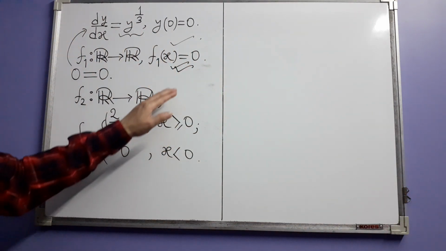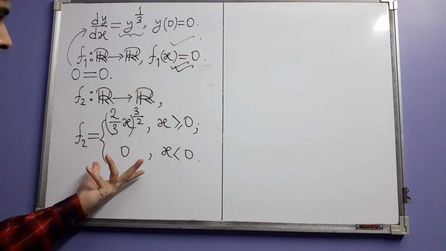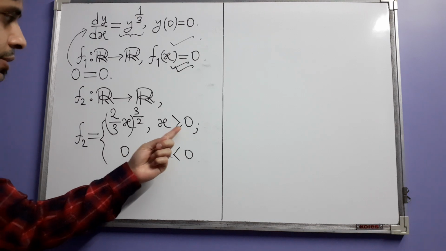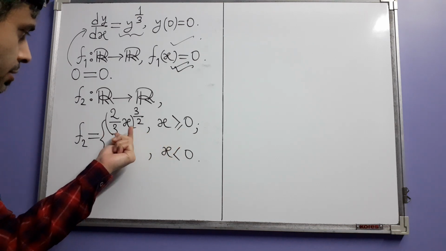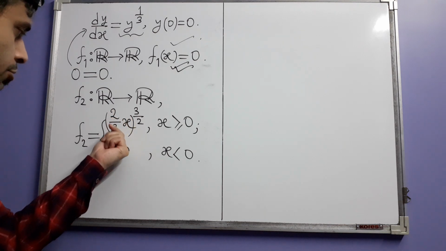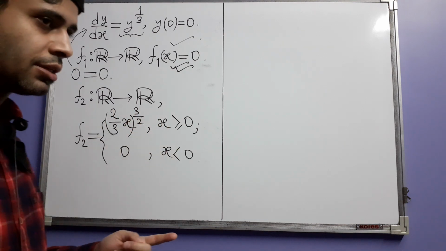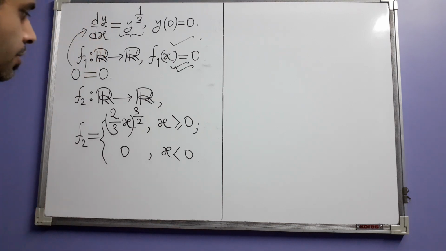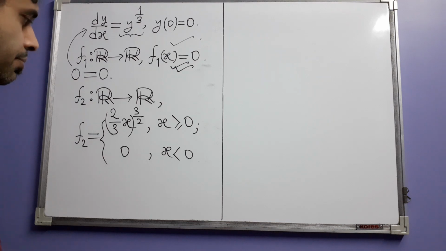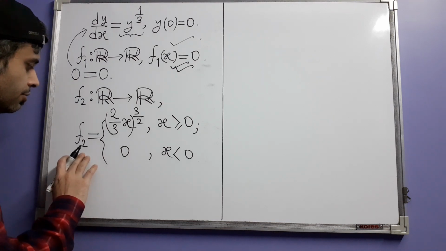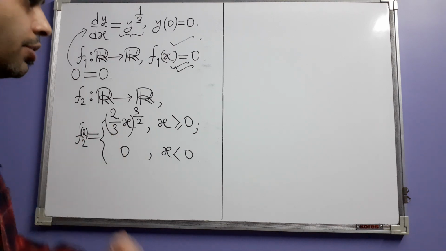Let us first see the easy thing. Is this condition true for this function? When x is 0, you have to use this part of the definition. So then 2/3 times x is also 0, and that to the power 3/2 is also 0. Yes. Next comes the question of satisfying the differential equation. For that we need to know the derivative of f2 at x.